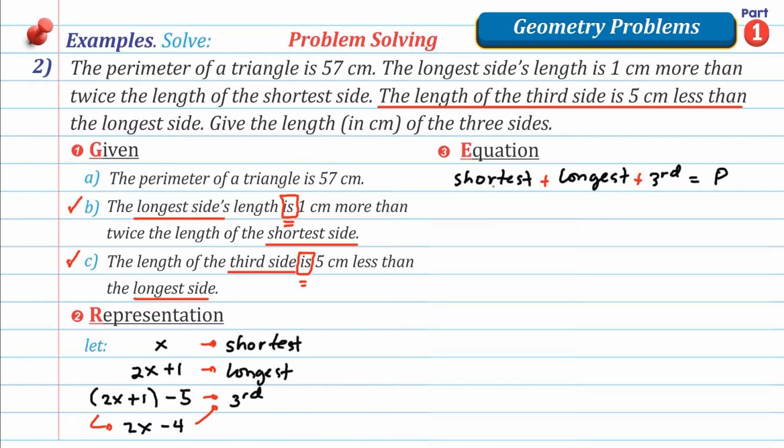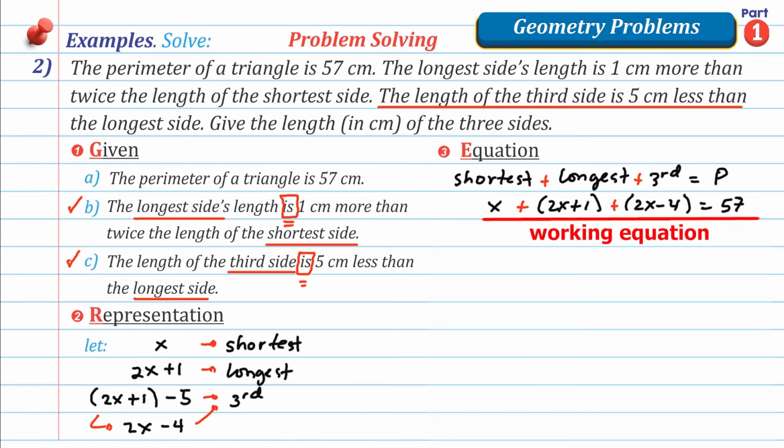Substituting these, we know that the shortest is represented by x, plus we know the longest is represented by the quantity 2x plus 1, plus we know that the third is represented by this much simpler expression here, the quantity 2x minus 4. And it's equal to P, the perimeter, which is already given. It's 57 centimeters. So let me write here 57. So take note, this is now our working equation, meaning the equation we need to solve. And this is the fourth step.